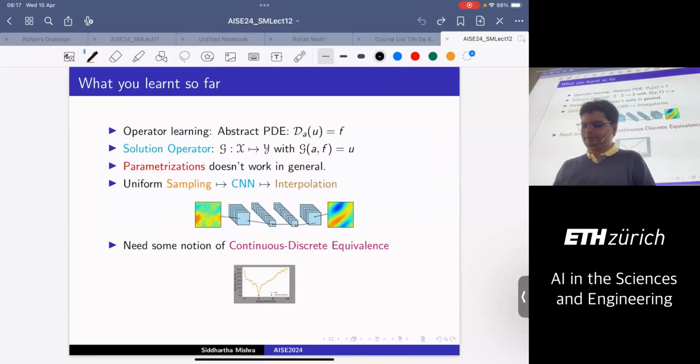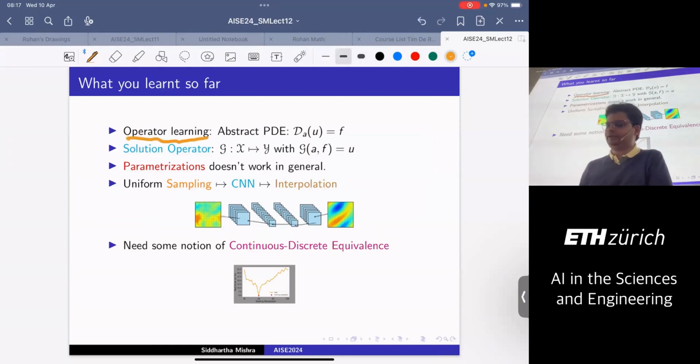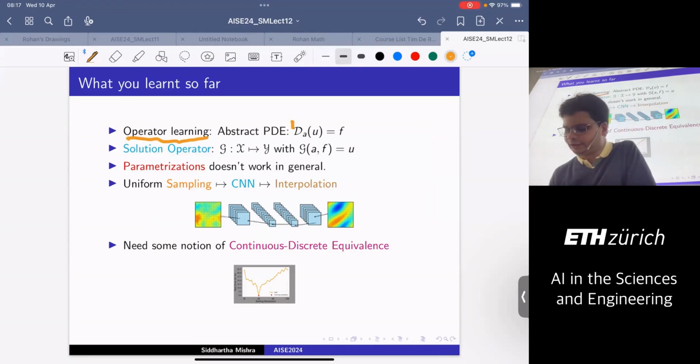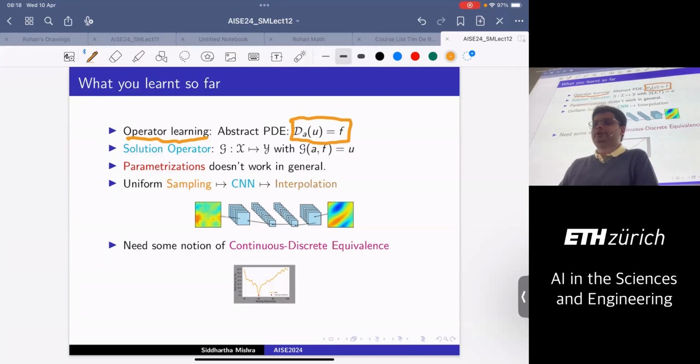Okay, so just a brief recap of what we have done so far. We are still with the problem of operator learning, and we look at this abstract PDE, which is right here. And this could be any differential equation, right? It could be your ordinary differential equation. It could be a stochastic differential equation. The stochastic partial differential equation doesn't matter.